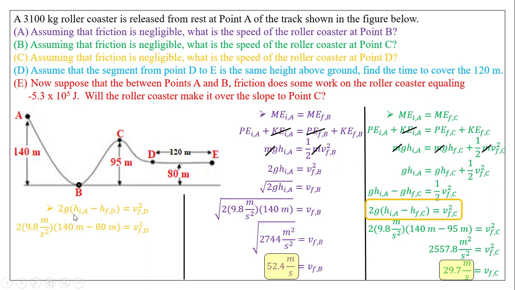Well, 2 stays the same. G is 9.8. Here, HIA is 140 because location A is 140 meters off the ground. At HF, at D, if you look at the diagram, D is 80 meters above the ground. So if you take 2 times 9.8 times 60 meters, you'll get about 1,176, and that is VFD squared. To get VFD by itself, we take the square root of both sides. The square root of 1176 is about 33.4 meters per second. So that is the speed at point D.